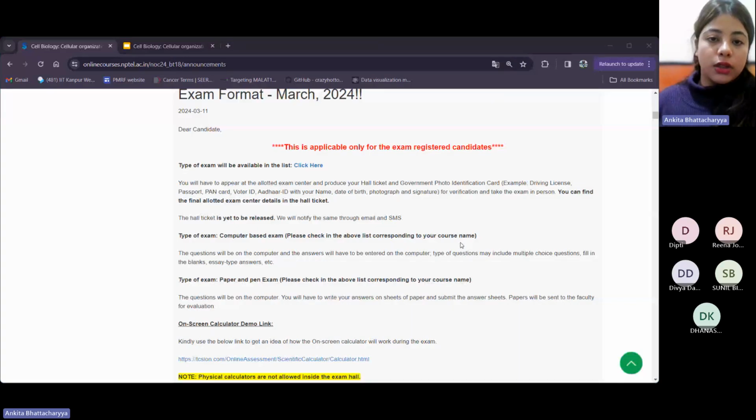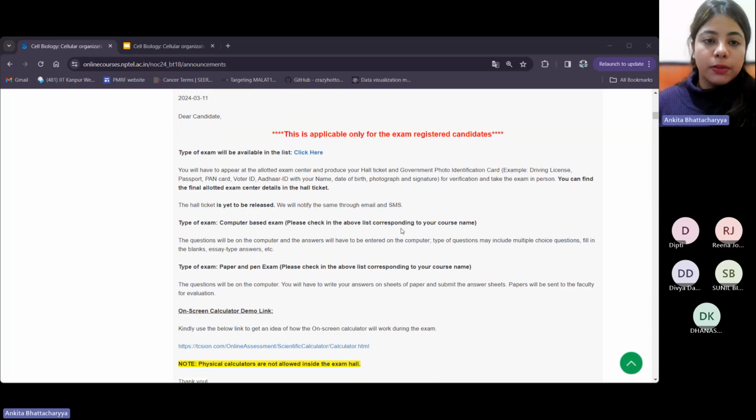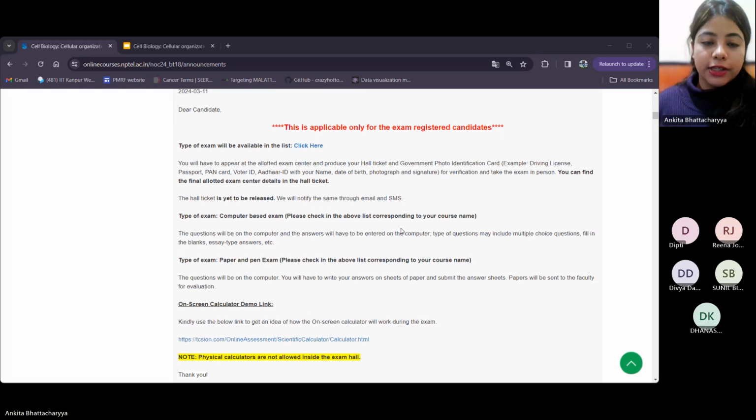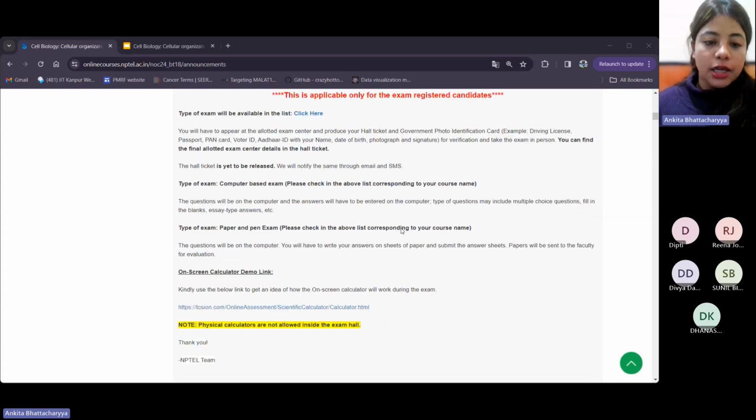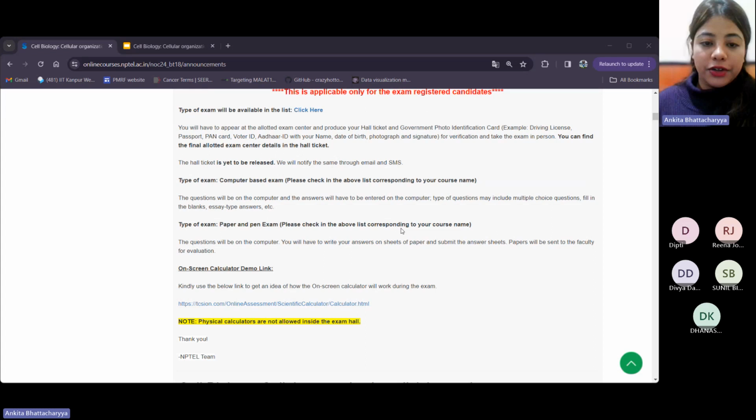Yeah. So here you can see the exam format has been given in the announcement section on the website itself, on the portal itself. So you'll be able to see the type of exam that you're going to give, if it is a computer-based test or if it is a pen and paper test, and you can see whatever written questions are there.